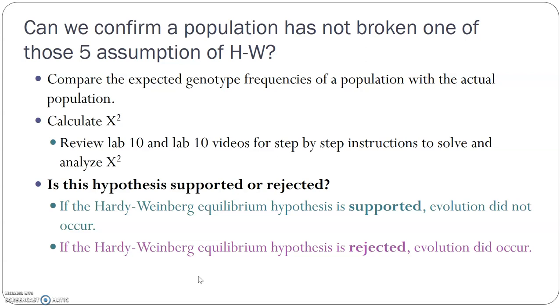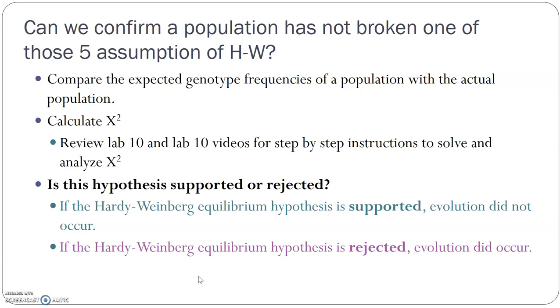So make sure that you are answering your questions correctly, right? Your hypothesis, was it supported or rejected? And then your next follow-up question is, did evolution occur or not? So make sure that you're understanding that a supported Hardy-Weinberg hypothesis means that evolution didn't happen. If we reject this hypothesis, again, evolution did happen.